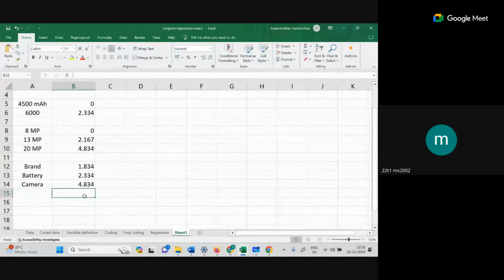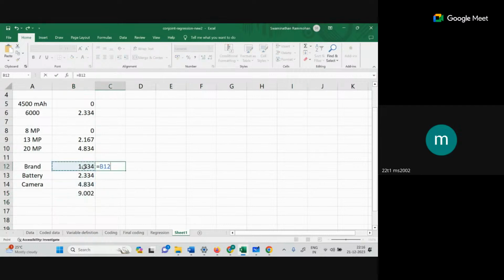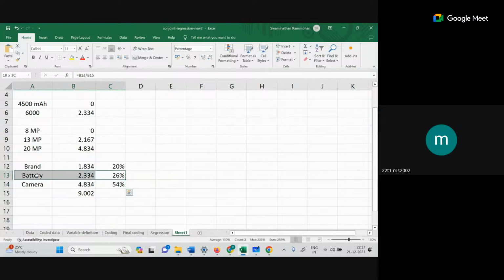So now if you add everything, and if you divide 1.84 by this, what are you going to get? Weights of the attribute. Yes. What does that say? How important is that attribute? So let's convert this into percentage. It says camera is the most important attribute, followed by battery. Brand is of no use. I mean, it is the least important attribute for a customer's buying decision.